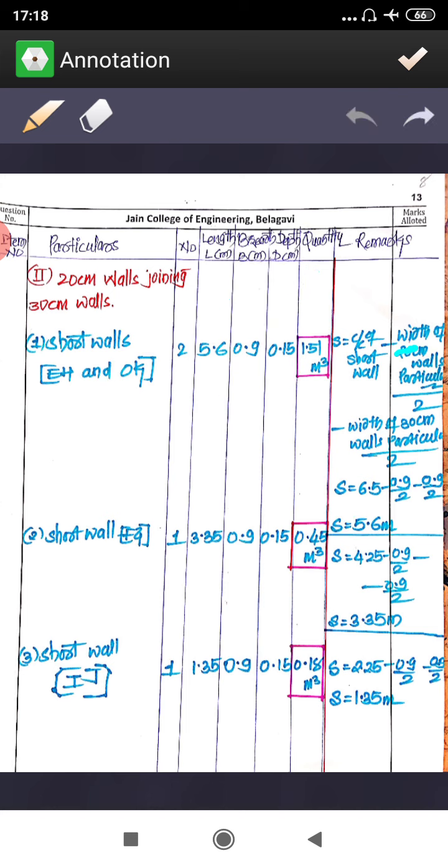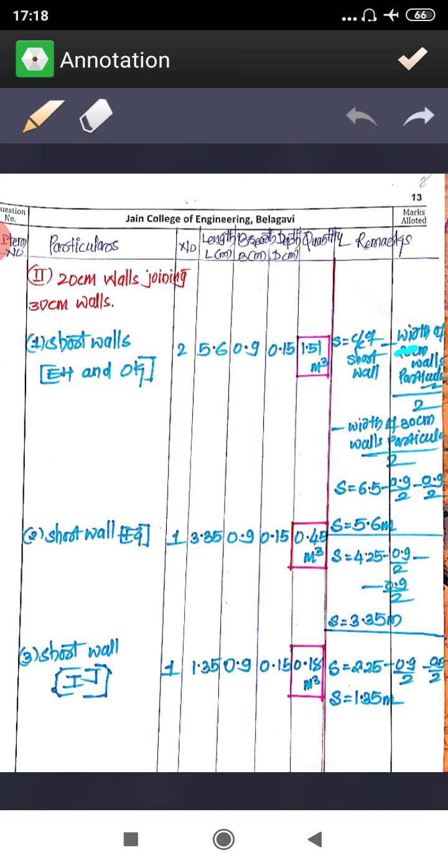Similarly, here you can see short wall FG, one number, the length is 3.35, 0.9 is the width, and 0.15 is the thickness. So you have 0.45 meter cube as the quantity.